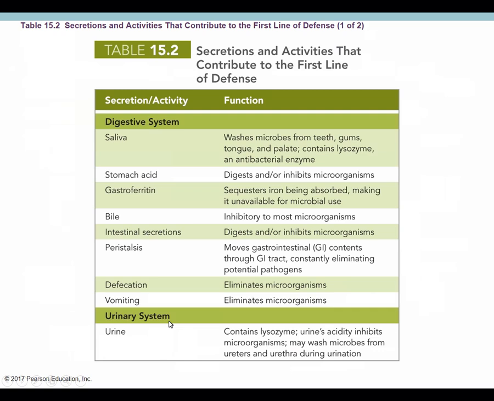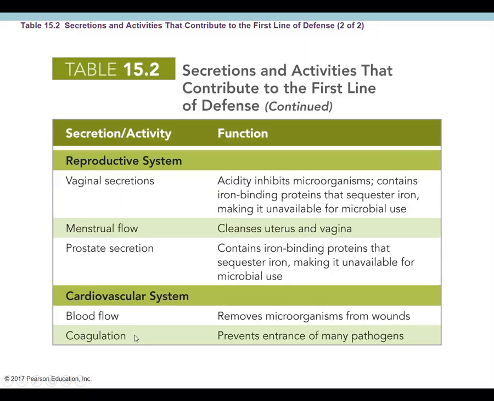When you defecate or when you vomit, you're eliminating microorganisms from your digestive system. And so there's all sorts of ways that your digestive system gets rid of microorganisms. Your urine, because it flows out, gets rid of anything that is potentially trying to creep into your bladder. If you're female, vaginal secretions and menstrual flow help keep things moving outward, and prostate secretion for male.